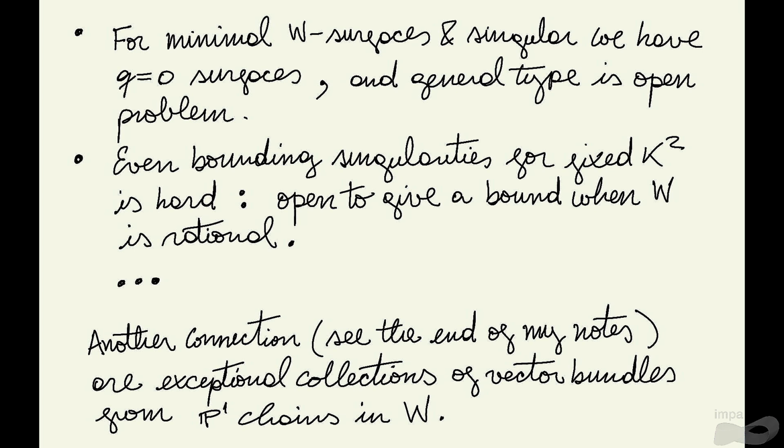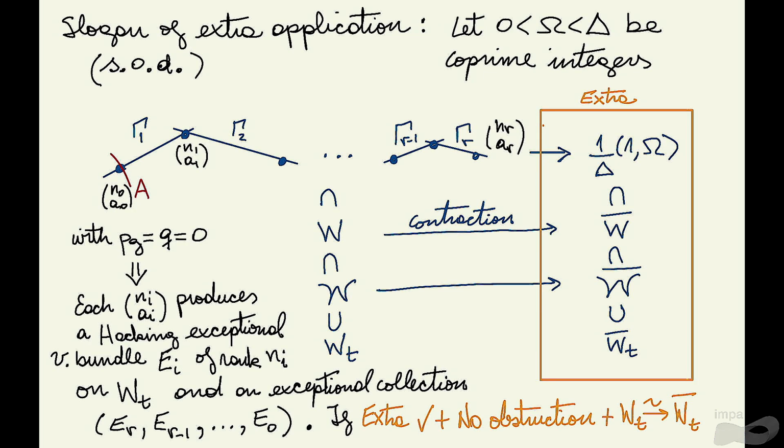Another connection, as I say here, is that when you have a degeneration like this, you can construct exceptional collections of vector bundles from P1 chains on W. So let me explain that. And this is going to be at the end of the notes. I haven't worked them out yet. So this is the situation.